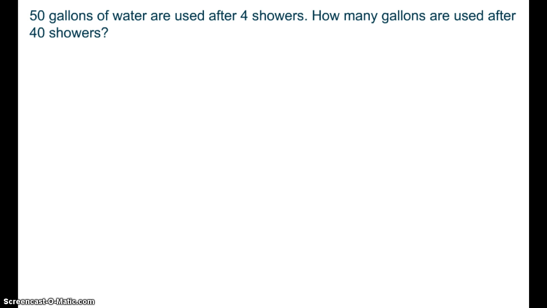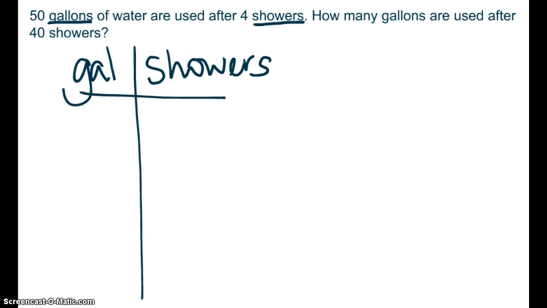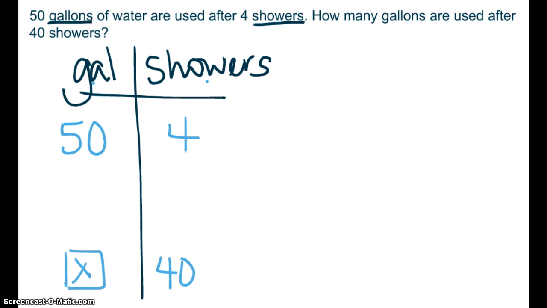In this situation, we have a rate. We are comparing gallons of water to showers. So we'll set up our ratio table. We're comparing gallons to showers. And remember, it doesn't matter which side of the t-chart you put gallons on and which side you put showers on. We do know that 50 gallons are used after 4 showers. We are looking for X number of gallons after 40 showers.